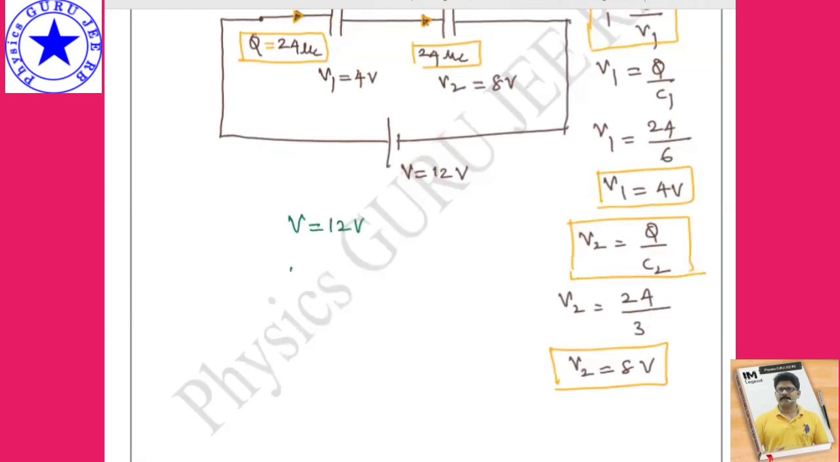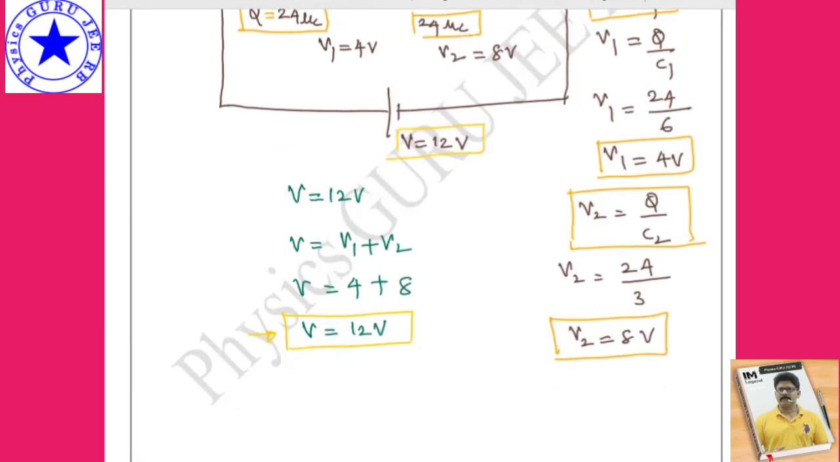V is 12 volts. We should get V equal to V1 plus V2. What we got here: V is V1, 4 volts, plus 8 volts, which is 12 volts. This is the answer for the question. So the total is 12 volts. It is satisfying. So whatever answer we got, it is correct.